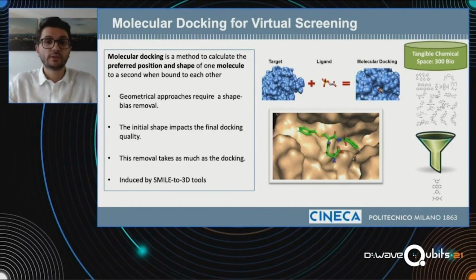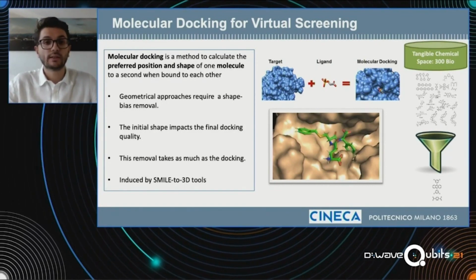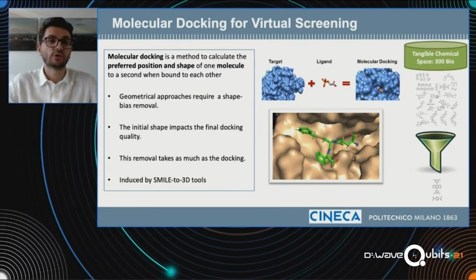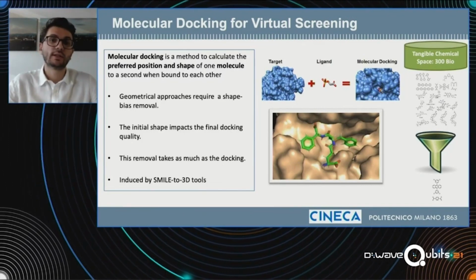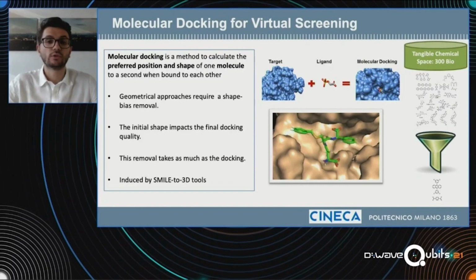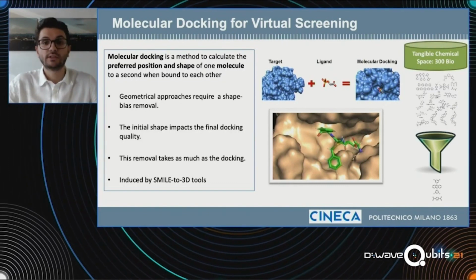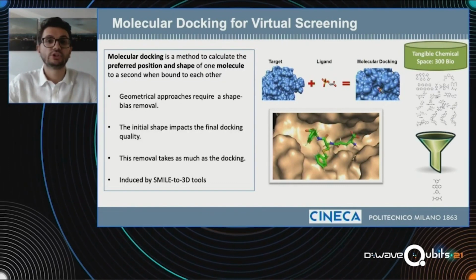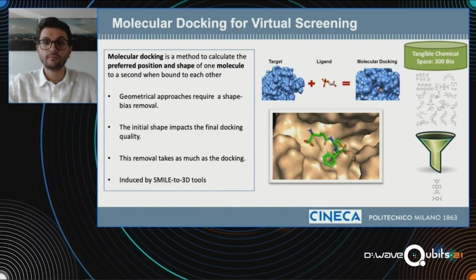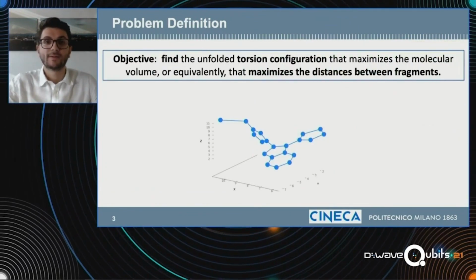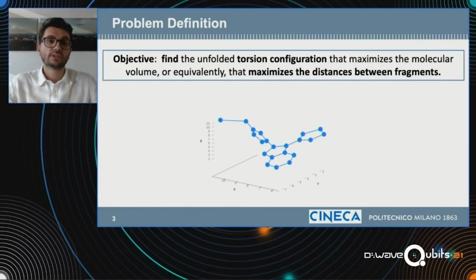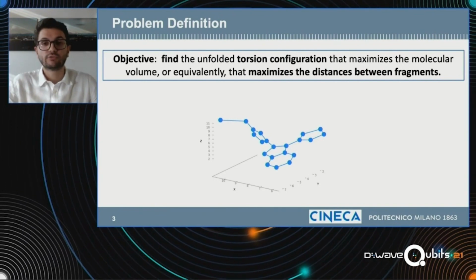The initial shape impacts the final docking quality, and the removal takes as much as the docking itself, and that's why we need a whole initial phase called the ligand expansion. That is a technique that we use to remove the initial shape bias.